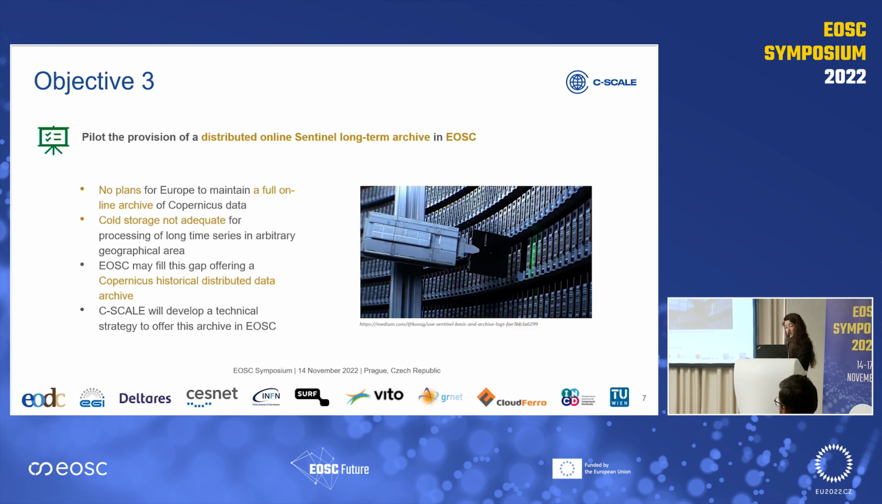The third objective is to pilot the provision of a distributed online Sentinel long-term archive in eoSC. The reason for this is that Europe currently does not have a plan of maintaining a full online archive of Copernicus data. And by that, we are not referring to the cold storage, so not to tapes, because they are not adequate for long time series processing. So we thought that C-SCALE could develop a strategy for that in eoSC.